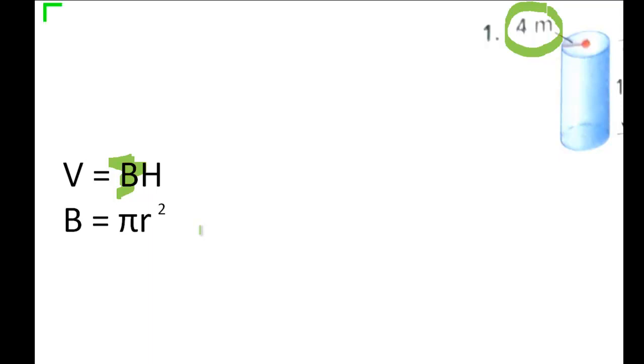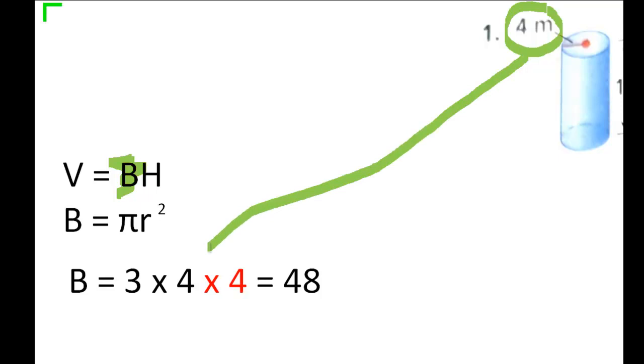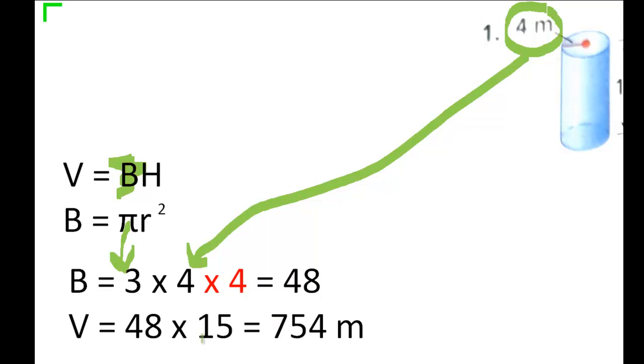So area of base will equal pi r square. Pi equals 3 and r is 4, so I will take this 4 and multiply it by itself, and pi equals 3. So 3 multiplies 4 multiplies 4 equals 48 meters square. Then volume will equal area of base, 48, multiplies height.